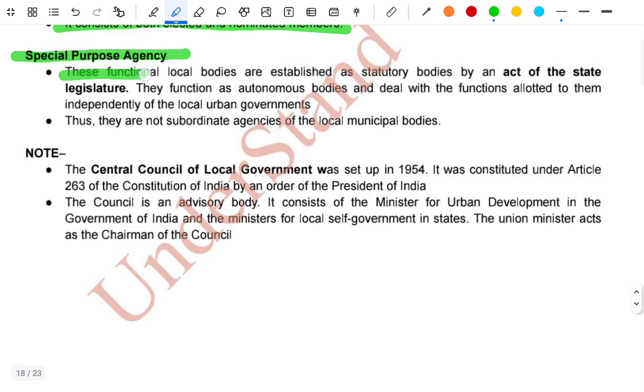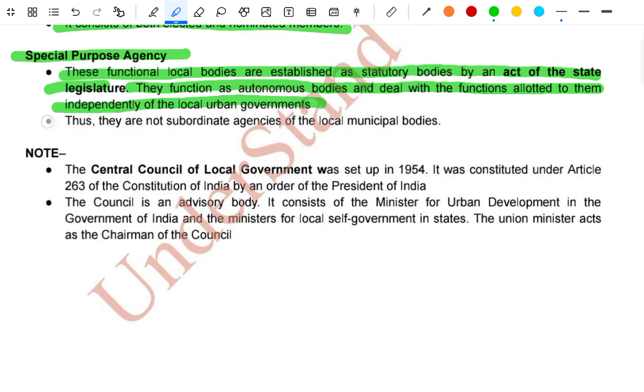These functional local bodies are established as statutory bodies by an act of the state legislature. They function as autonomous bodies and deal with the functions allotted to them independently of the local urban governments. Thus, they are not subordinate agencies of the local municipal bodies.